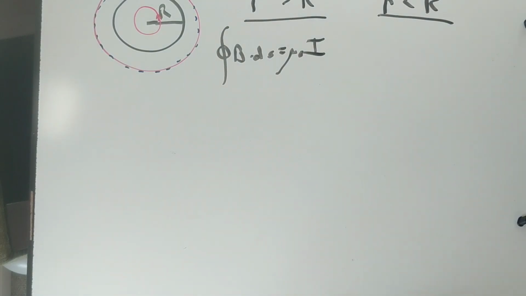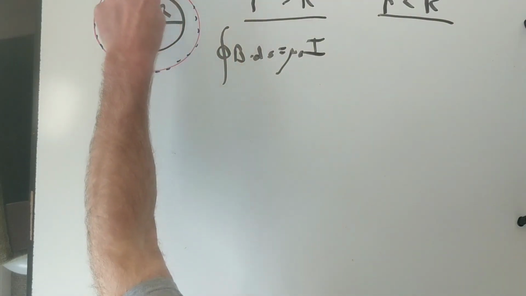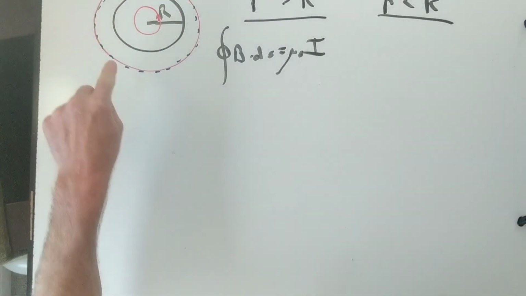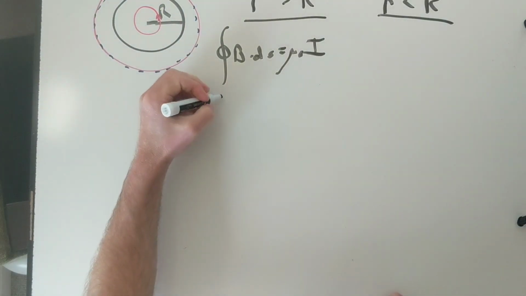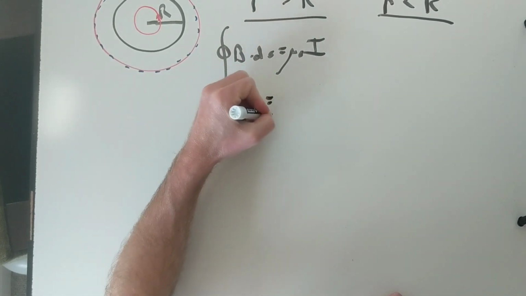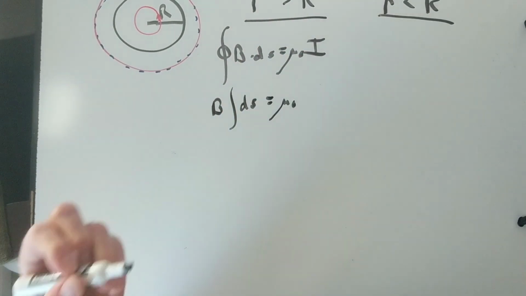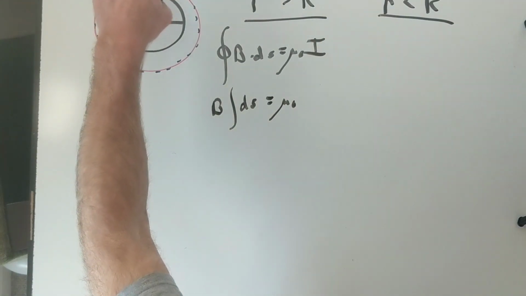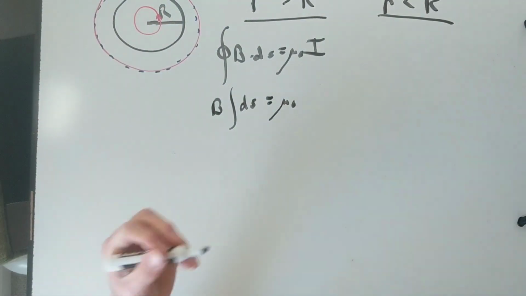So if that's the case, B on this whole path is going to be constant. So that's just B, it comes out. I have the integral of ds. And mu naught times the current enclosed. Well, how much current did I enclose? I enclosed all of the current here. So I'll just have I.